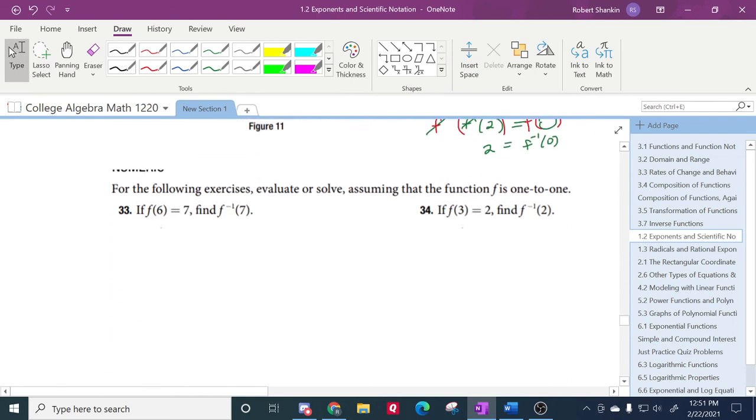Alright, for the following, evaluate or solve. Assume f is 1 to 1. So f being a 1-to-1 function means it passes a horizontal line test, and do 33 and 34.